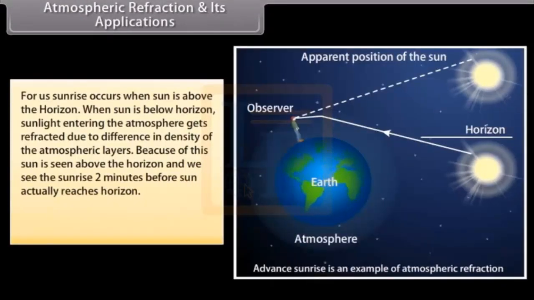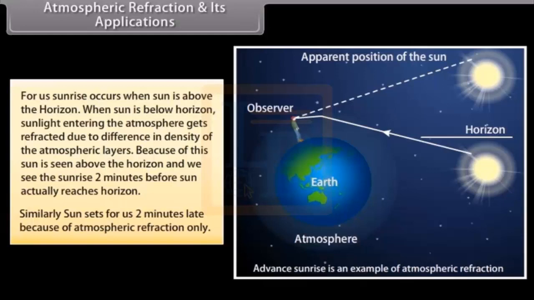For us, sunrise occurs when the sun is above the horizon. When the sun is below the horizon, sunlight entering the atmosphere gets refracted due to difference in density of the atmospheric layers. Because of this, the sun is seen above the horizon and we see the sunrise 2 minutes before the sun actually reaches the horizon. Similarly, the sun sets for us 2 minutes late because of atmospheric refraction only.